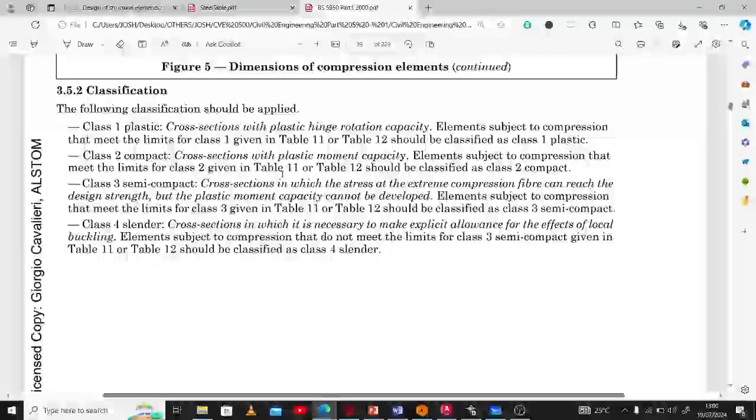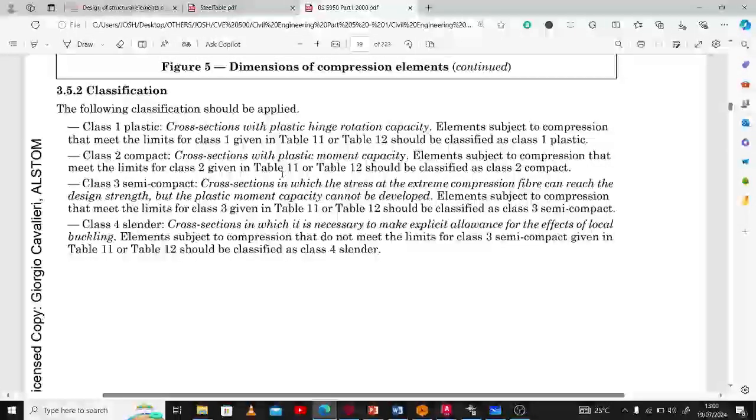So the following classification should be applied. For class 1 plastic, cross sections with plastic hinge rotation capacity, elements subject to compression that meet the limit for class 1 given in table 11 or 12 should be classified as class 1 plastic. So what's table 11 and table 12? We're coming there since it's a common reference to all of these things. So class 2 compact: elements subject to compression that meet the limit for class 2 given in the same tables should be classified as class 2 compact.